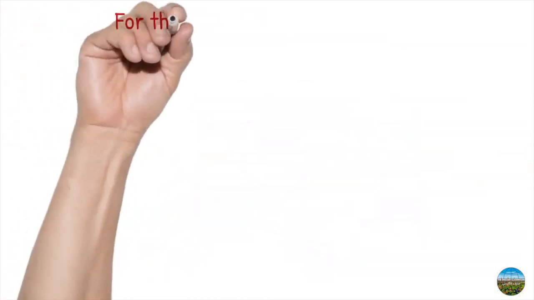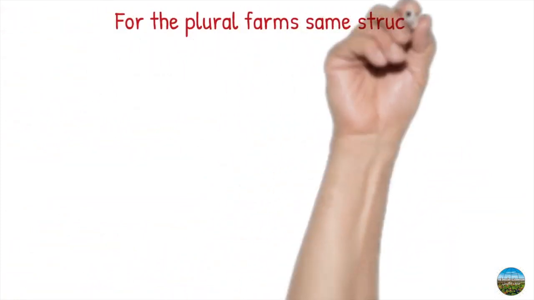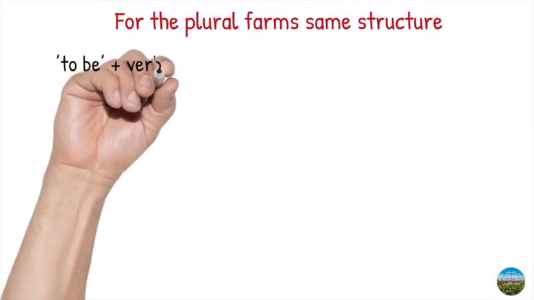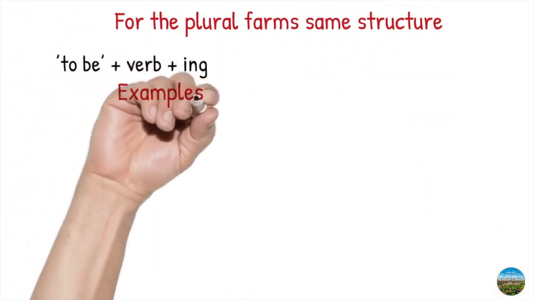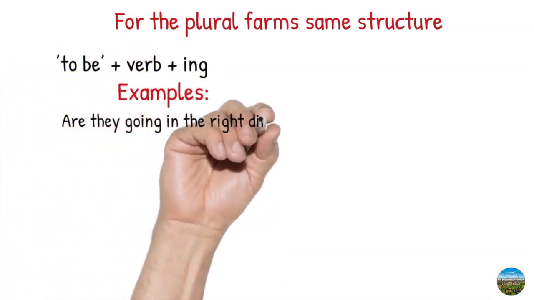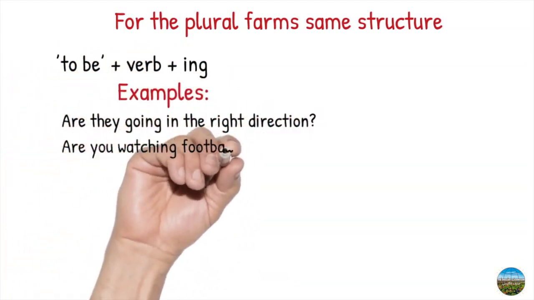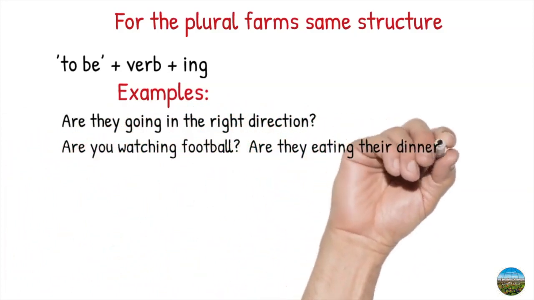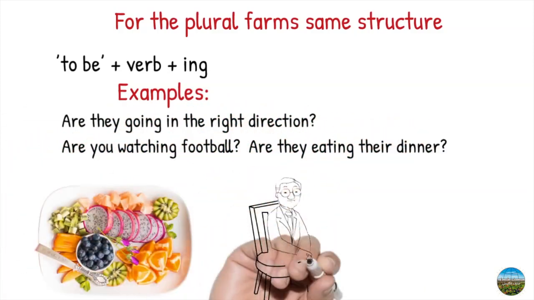For the plural forms, same structure. To be plus verb plus ing. Examples: are they going the right direction? Are you watching football? Are they eating their dinner?